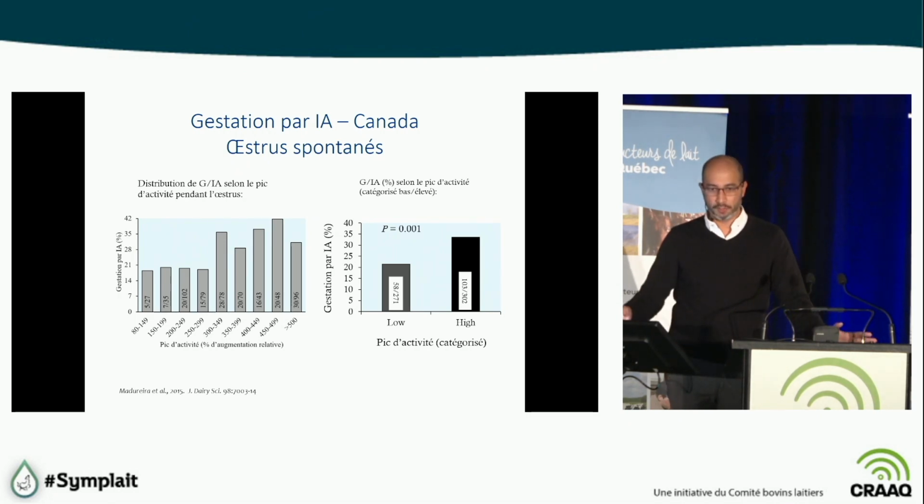So when you group them in terms of low, and we calculated more or less the medium value compared to the high, we had somewhere between 10 to 15 percentage units more, and this is a third more pregnancy rate in those cows that display very high intensity estrus. Okay, that was the very first study.